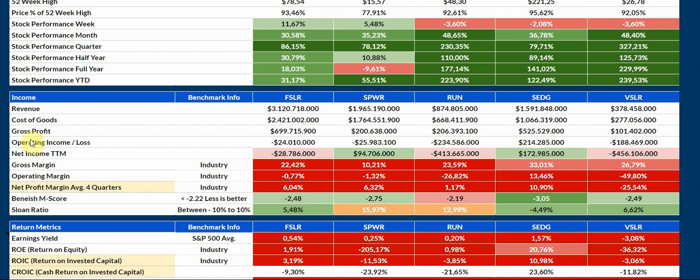On the income statement part, I obviously have the usual suspects, but besides that, I have added the Beneish M-score, which is a model that shows whether a company is potentially manipulating its earnings, and also the Sloan ratio, which can detect if there is any unusual activity with the accruals of the company.